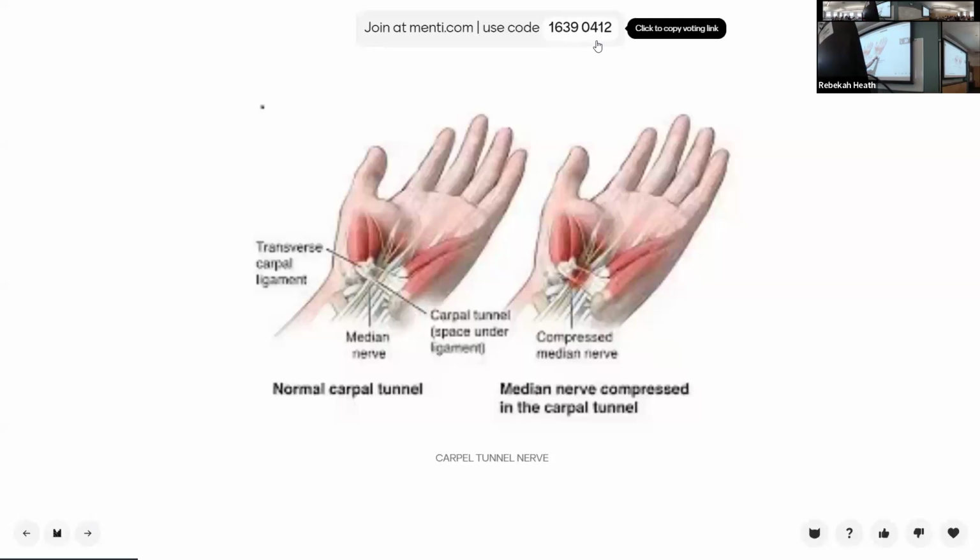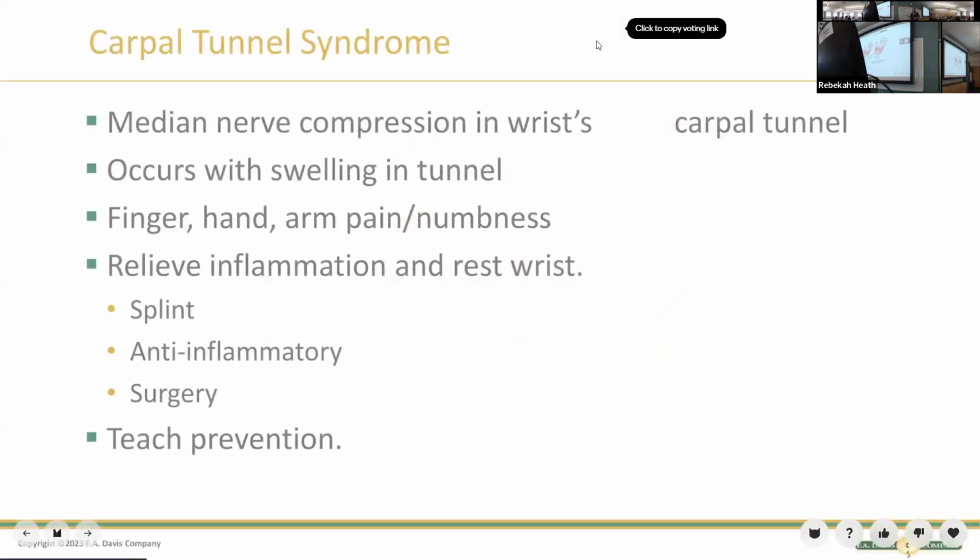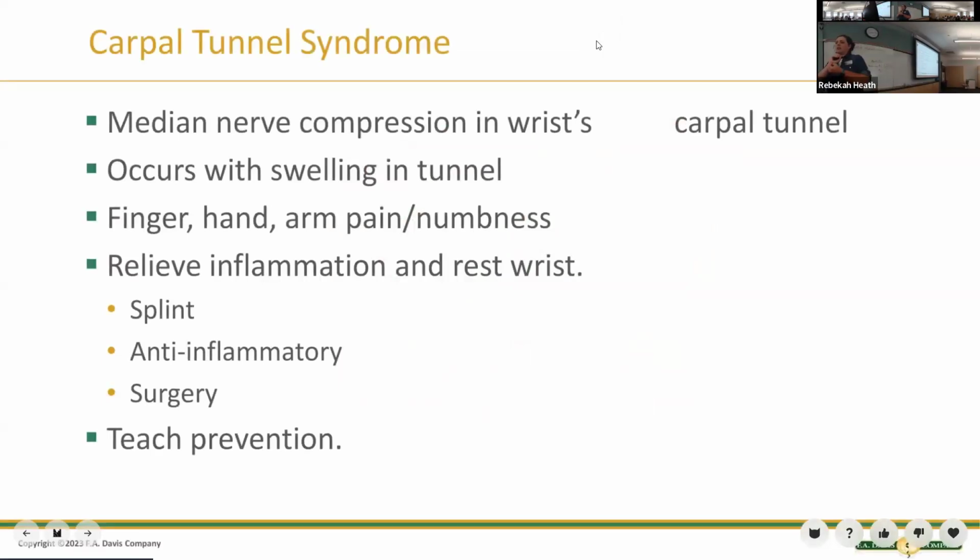And what are some of the signs and symptoms we see with people who have carpal tunnel disorder? Pain, numbness, tingling, a lot of issues. I like this picture because it shows right where those nerves and ligaments are. That median nerve is the one that really gets compressed and is causing the issues.